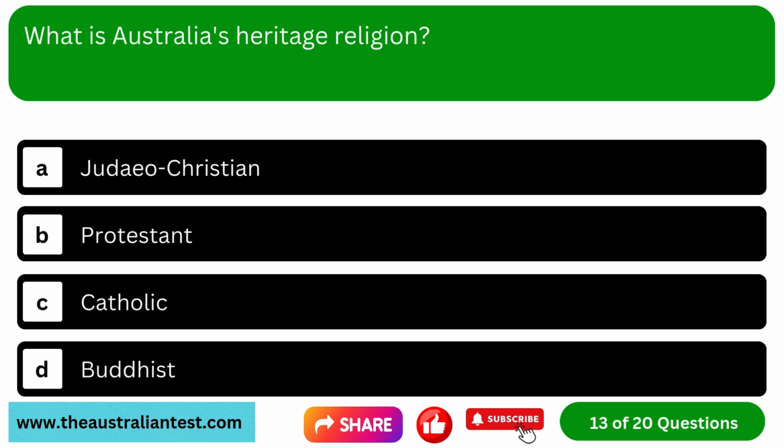Question 13. What is Australia's heritage religion? Option A, Judeo-Christian. Option B, Protestant. Option C, Catholic. Option D, Buddhist.